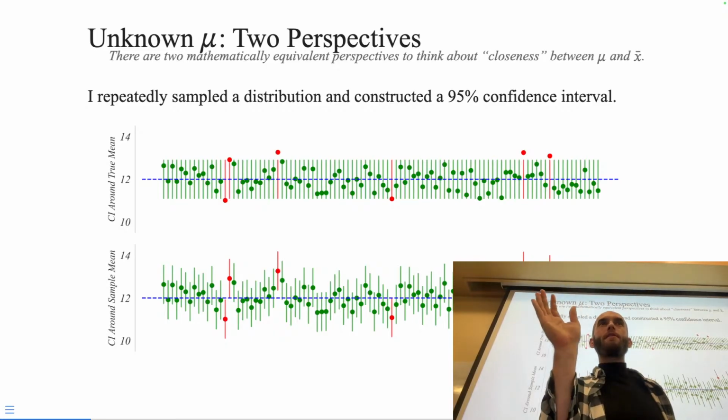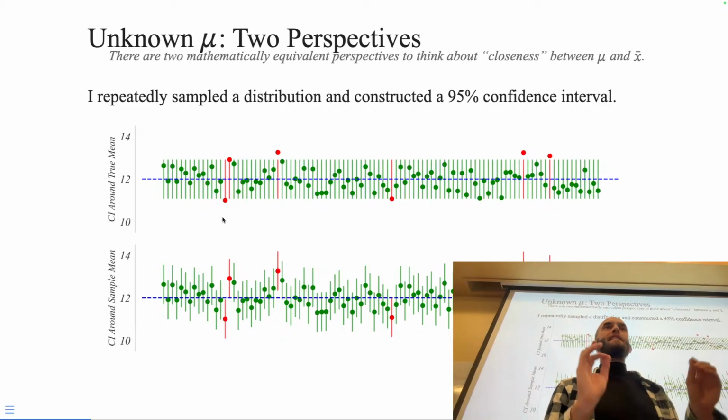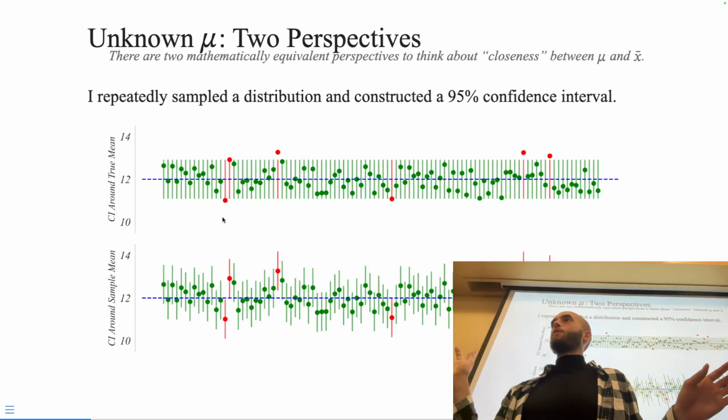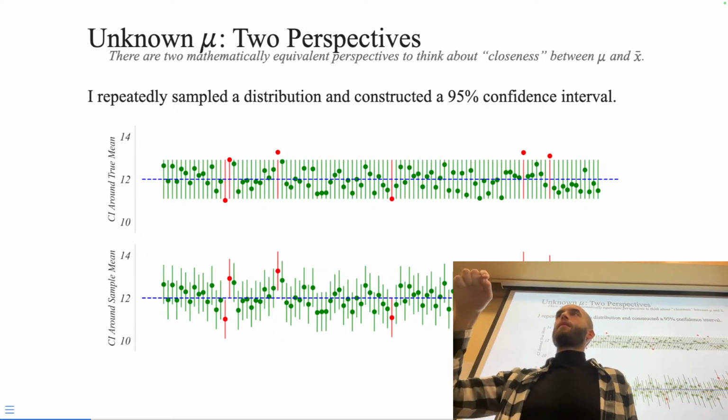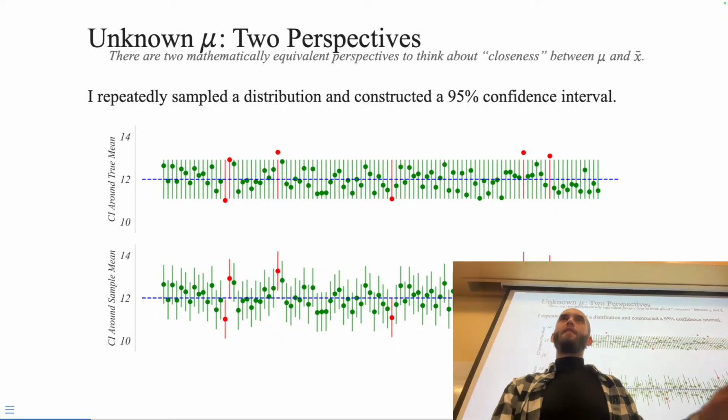We don't need to know what the center point of this distribution is to make claims about the distance between any guess we make about the truth and our sample mean. Any questions here?